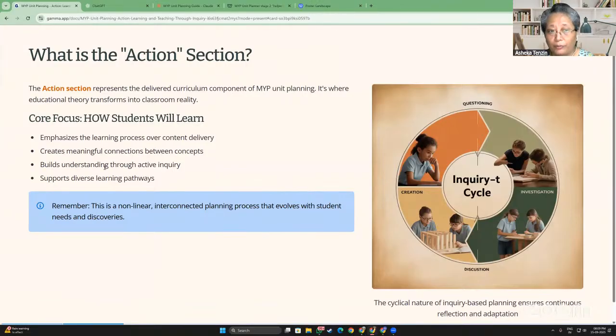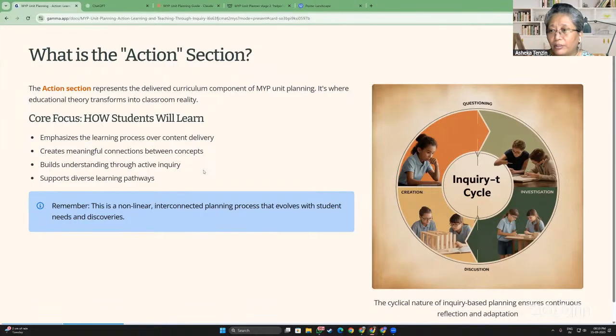So you have to build understanding through active inquiry. There has to be inquiry based learning happening in your class. So how will you know? In the PYP, they follow the Kath Murdoch inquiry cycle. Okay. And you can also follow it in the secondary. But what I suggest and what I used is the 5E instructional model for inquiry.